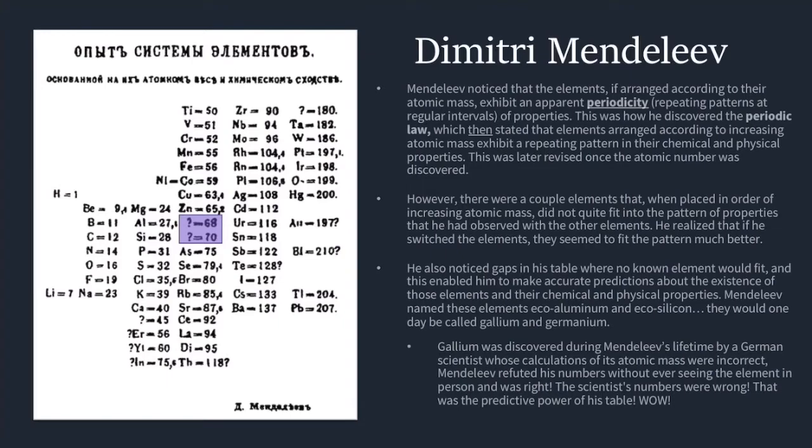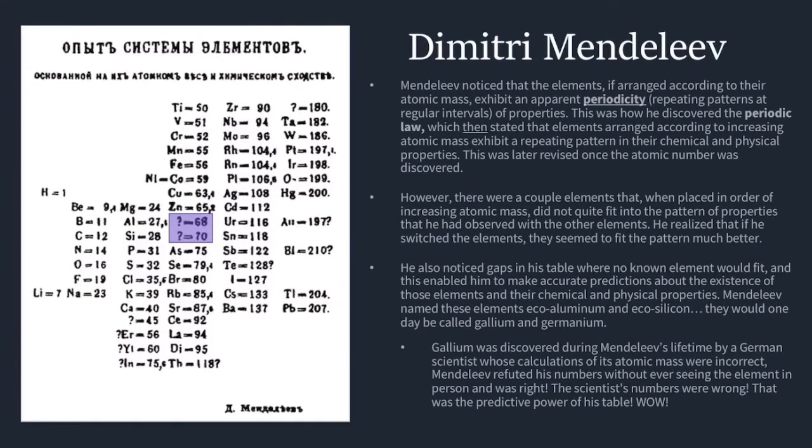It's important to note that once atomic number was discovered, the wording of the periodic law was revised to say atomic number rather than atomic mass. All right, so if you take a look over here, this is an early version of Mendeleev's periodic table. And these numbers that are listed next to each element are their masses. They're not atomic numbers, because remember, Mendeleev didn't know about atomic number. He just had the masses and the data on the chemical and physical properties for all of these elements.